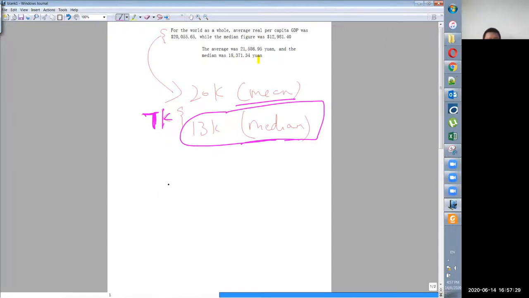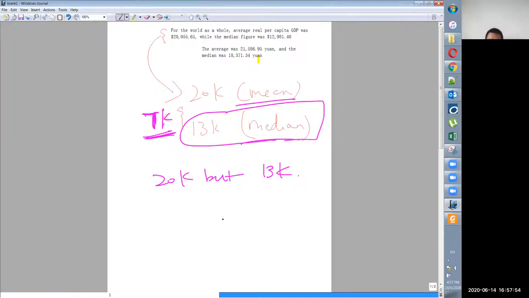I don't know. Okay, so that means if there is a huge difference of 7K, something is not right somewhere, right? Yeah. So why is the mean 20K, but the median 13K? What caused the huge difference here?